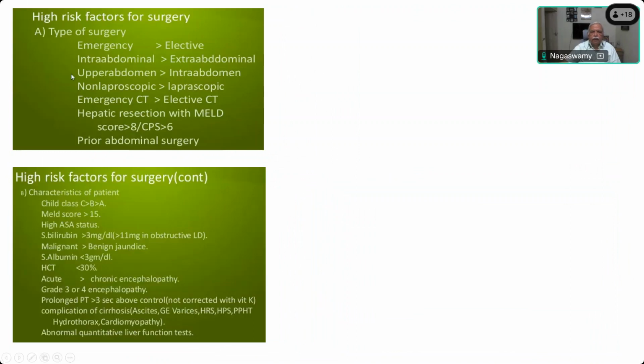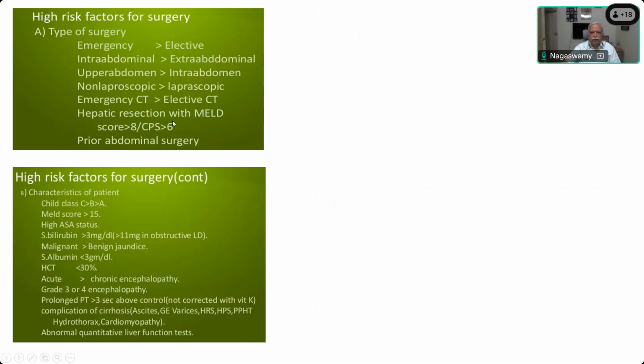Now, what are the high risk factors for surgery? With the type of surgery, emergency carries more risk than elective. Intra-abdominal carries more risk than extra-abdominal. Upper abdomen carries more risk than lower abdomen. And non-laparoscopic carries more risk than laparoscopic. And emergency CT surgery is riskier than elective.